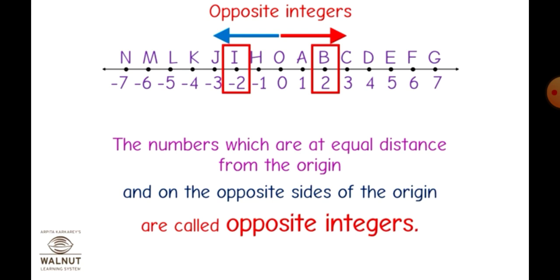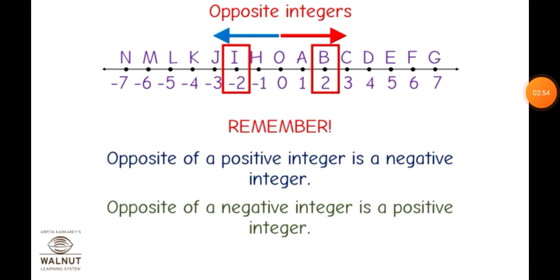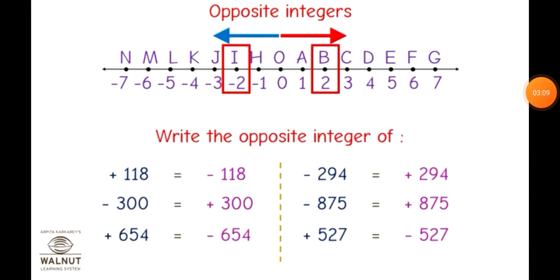The numbers which are at equal distance from the origin and on the opposite sides of the origin are called opposite numbers. Now children, always remember, if the number is positive, then its opposite number will be a negative number, and if the number is a negative integer, then its opposite number will be a positive integer. Here some examples are given. You have to write this in your notebook.